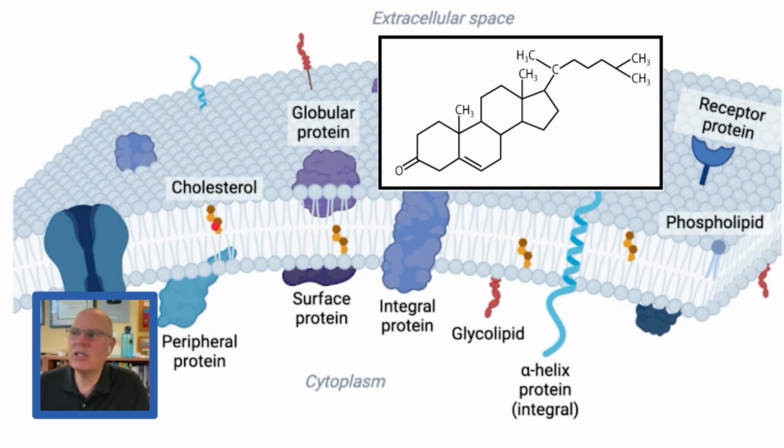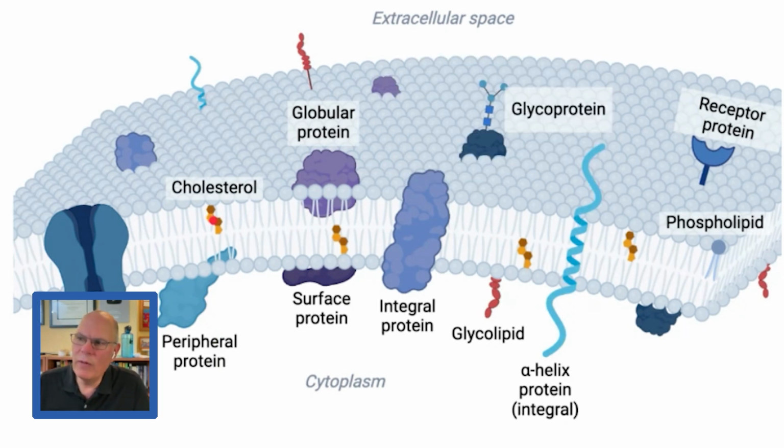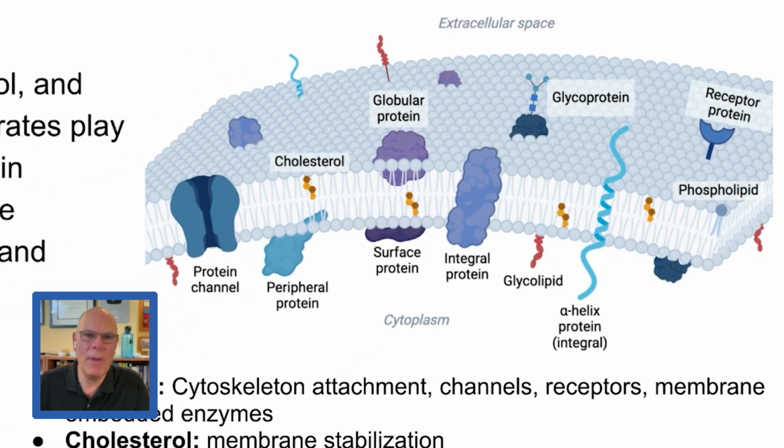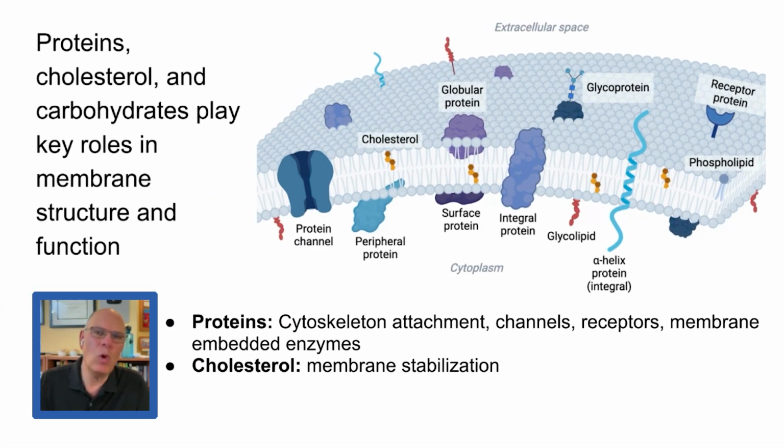It's a lipid. It's composed of a couple of rings that are connected together. And cholesterol plays the role of membrane stabilization. It's kind of a fluidity buffer. And it plays a double role. When it gets too cold, cholesterol keeps the membrane fluid. When it gets too warm, the cholesterol keeps the membrane's phospholipids from flying apart.